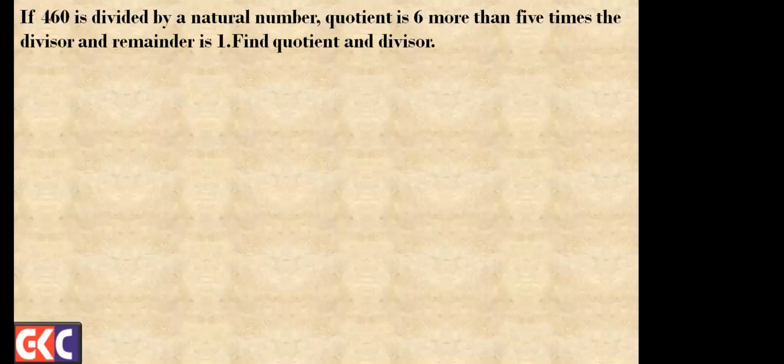where the question reads: if 460 is divided by a natural number, quotient is 6 more than 5 times the divisor and remainder is 1. Find quotient and divisor. Hearing the question, does something feel familiar? Something like this has been read and heard. Dividend, quotient, remainder, divisor. Yes, one of them is a formula. Does anyone remember the formula? Dividend equals divisor into quotient plus remainder.